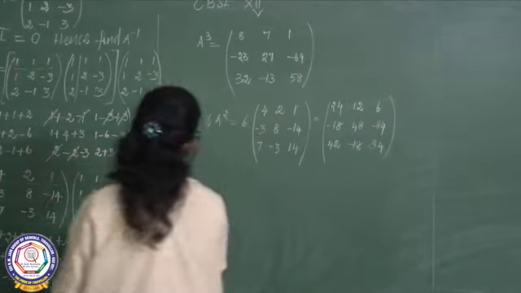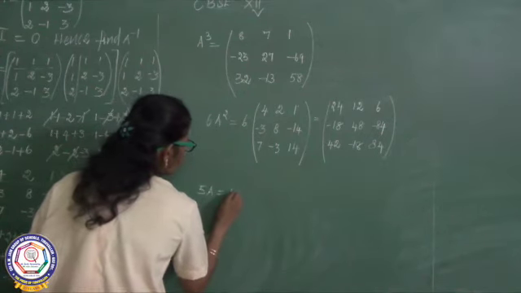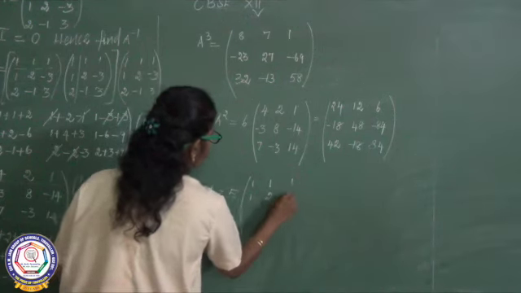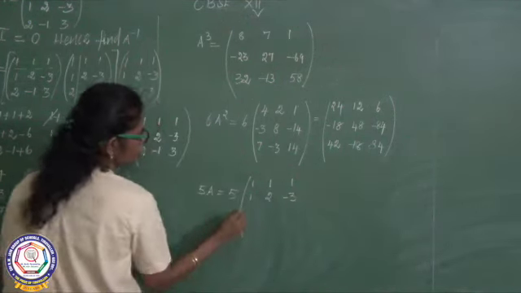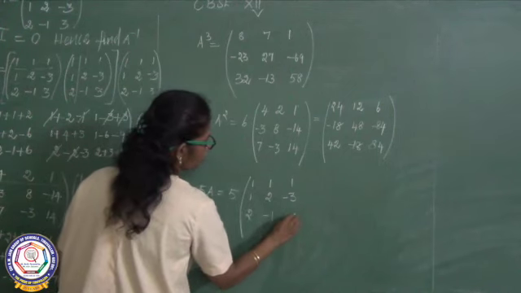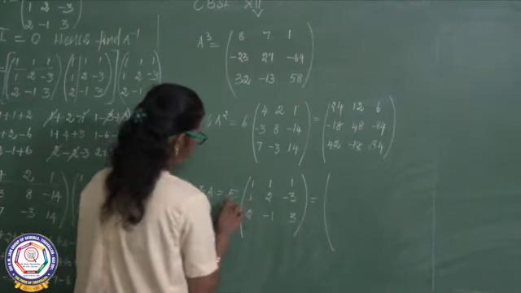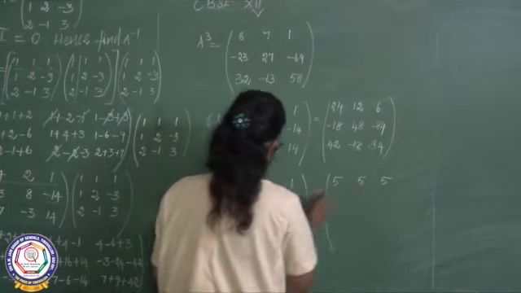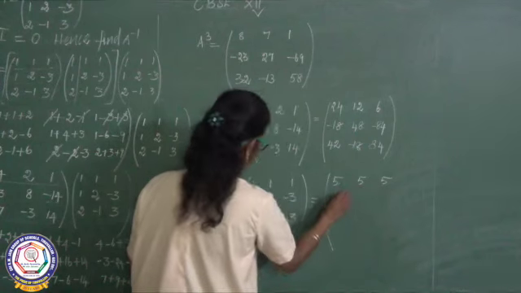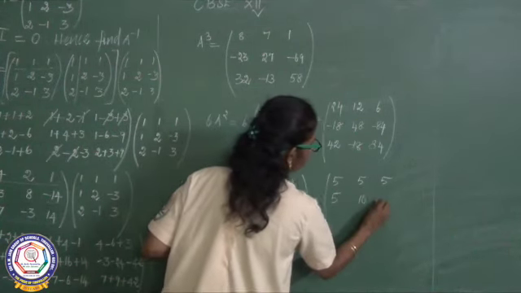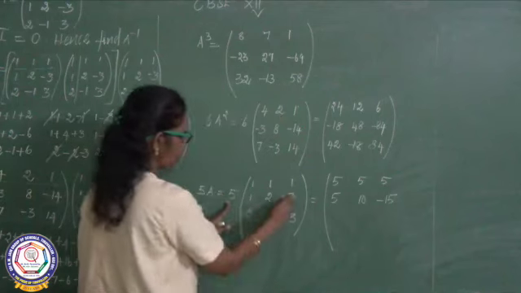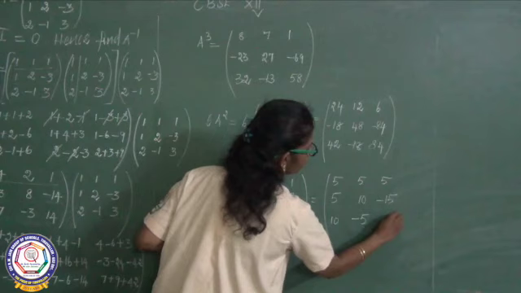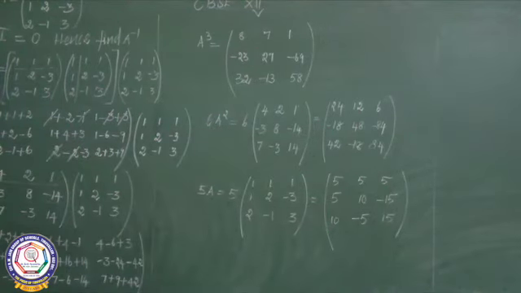Next, 5 into A. 5 into the matrix 1, 1, 1, 1, 2, minus 3, 2, minus 1, 3. Use 5 and multiply all the entries: 5, 5, 5. Next, 5 into 1 is 5, 5 2s are 10, minus 15, 5 3s are 15, 10, minus 5, 15. Next, what we want is 11 into I.